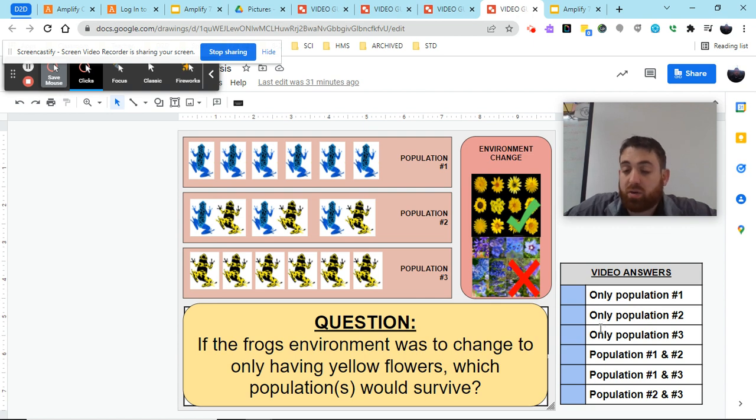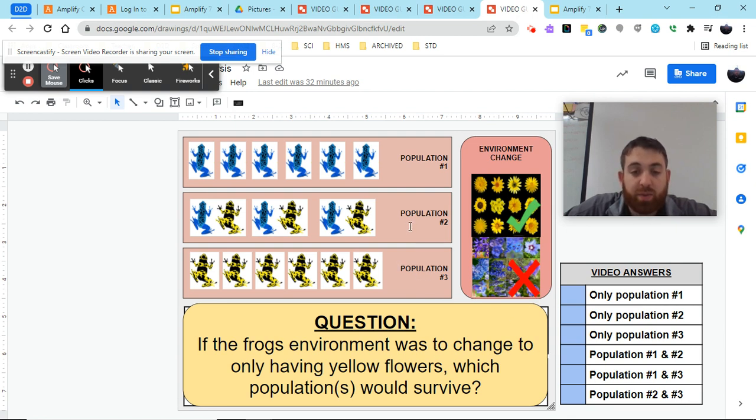All right, do you think you got the correct answer? Well, if we're looking at this, we know that anything with a yellow body is going to be more likely to camouflage and survive. So we know that population one would not work. We know that population two has yellow and population three does too. So these two answers, along with population one, wouldn't work either. So we know it's either a combination of one and two, one and three, or two and three. So the answer is two and three.